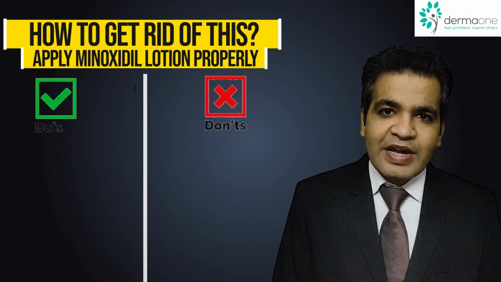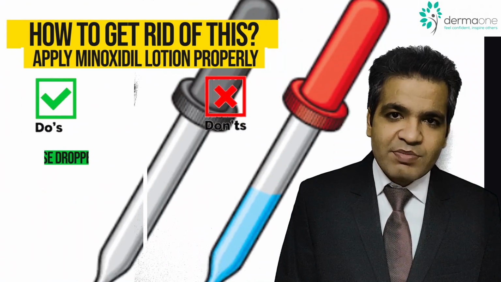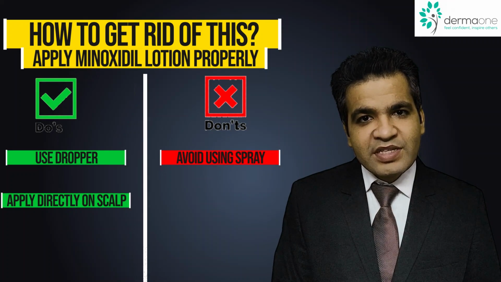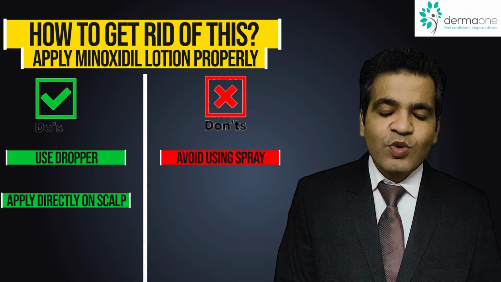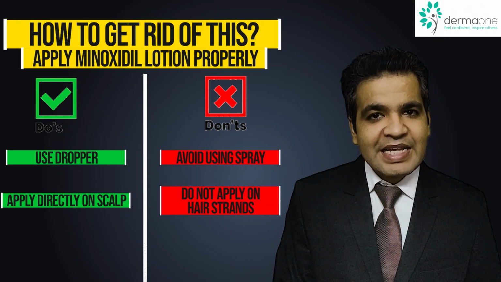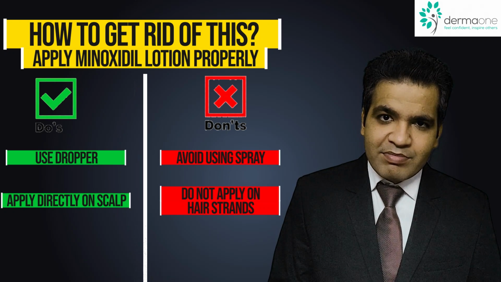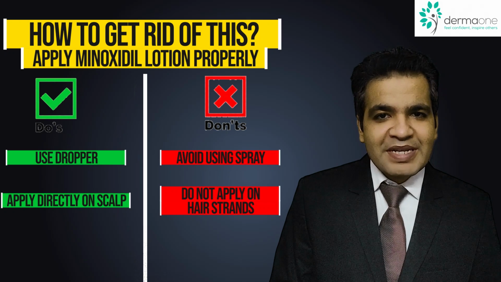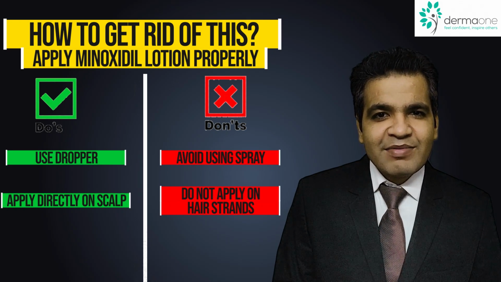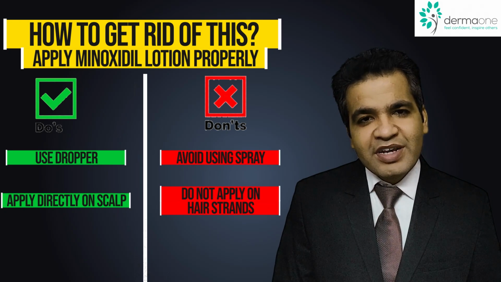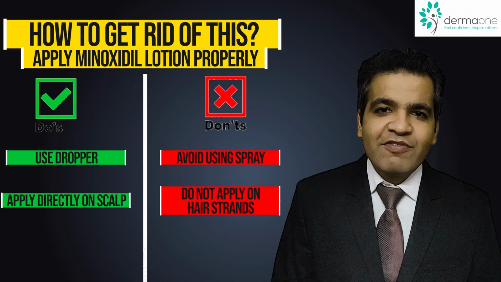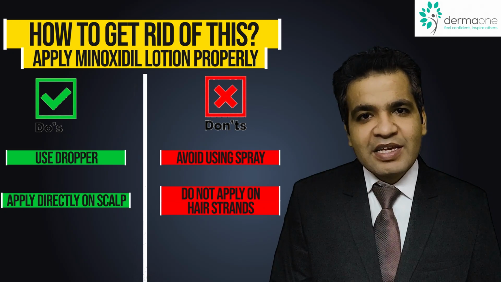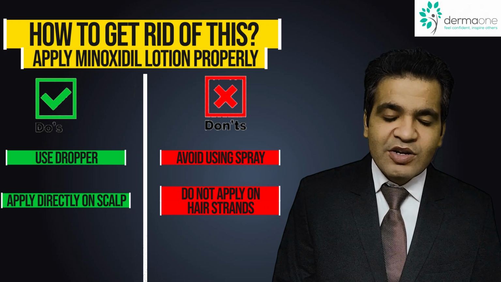What you can do while applying minoxidil is you can use a dropper and apply it directly to your scalp. Avoid using the spray. When you're using the spray, a lot of minoxidil goes onto your hair, which makes them dry and brittle, and they may appear as if they are covered with a white crystal like thing. So spray is never to be used. It can only be used in people who have very short hairstyles or in people who have complete baldness. In such a situation, spray is good, but otherwise you should be using a dropper.